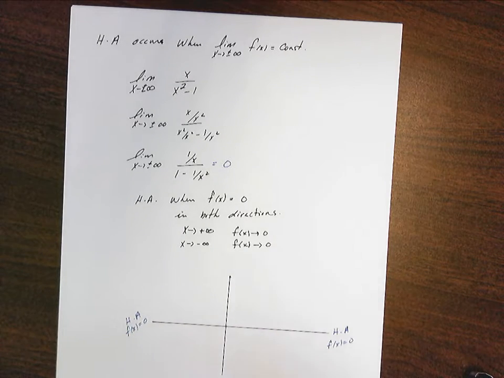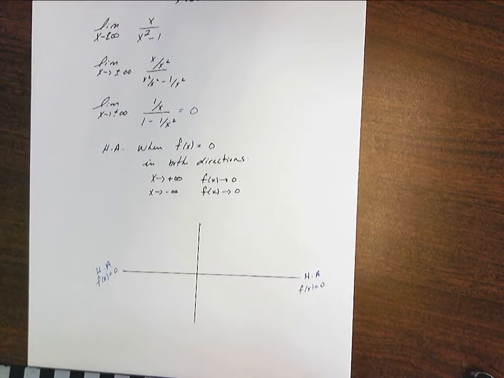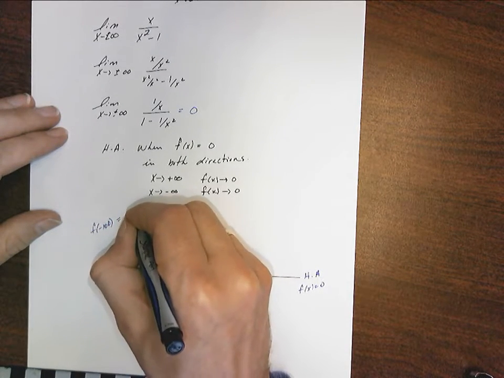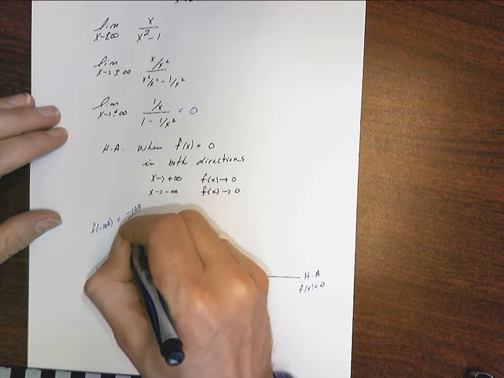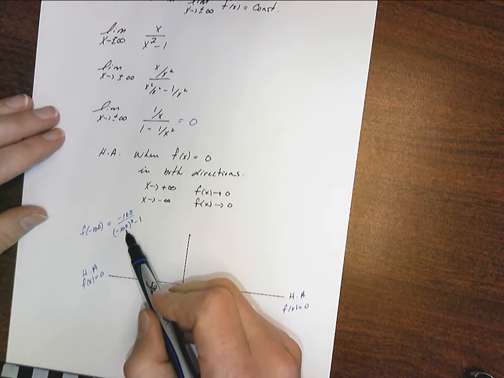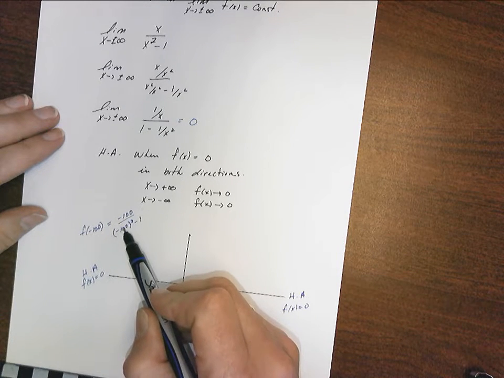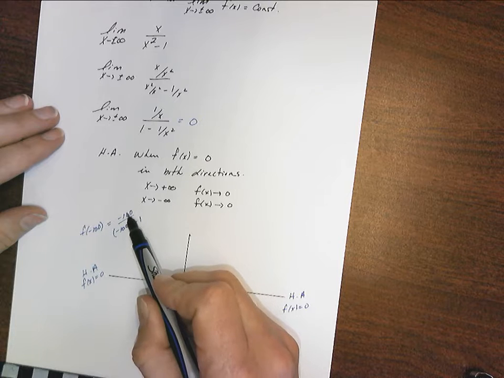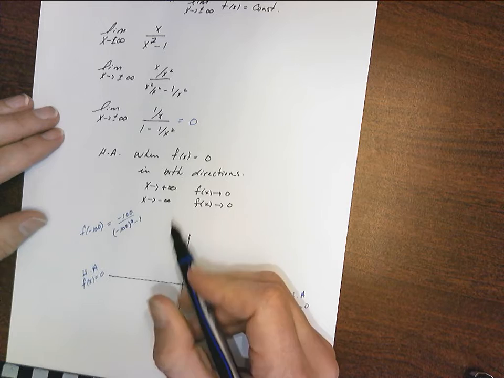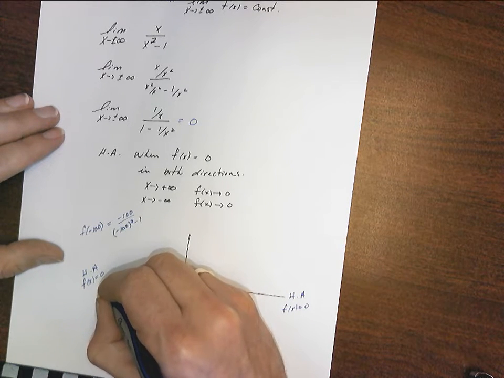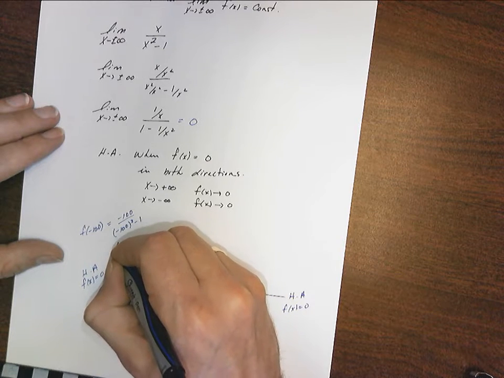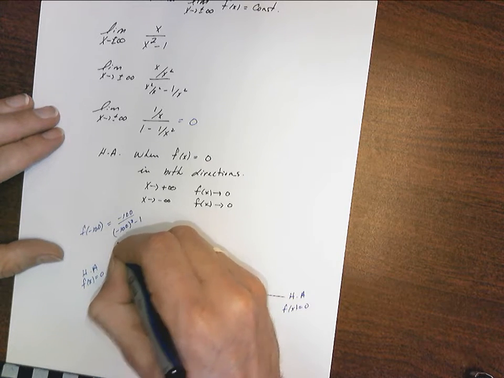If we want to know if we're approaching from above or below, we could take a test point. So we could plug in f of negative 100. What you'll end up with is negative 100 over negative 100 squared minus 1. If we think about that for a minute, that's going to be a pretty big number. Take away 1, it's definitely going to be positive. The bottom's going to be positive, the top's going to be negative, so we will be approaching from the bottom because a negative number will definitely be less than 0.